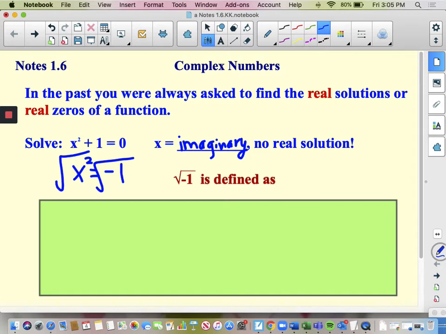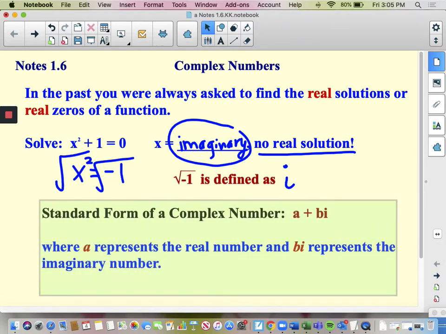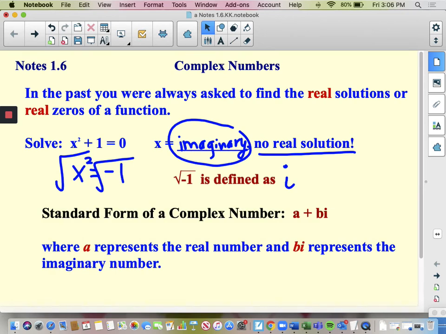And here's where we define what an imaginary number is. While x is not a real solution, we can classify it as an imaginary solution. Essentially, the square root of -1 is defined as the letter i, if you recall that. I'm guessing you probably remember that much. Okay, so complex numbers can have a real and an imaginary part, or it may just have one or the other.